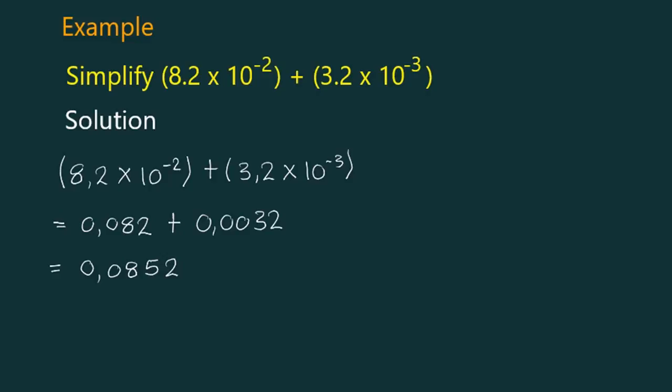To restore it to standard form, we'll be moving our decimal point 2 times to the right, so that we have 8.5 with the decimal point here, times 10 to the power of negative 2. This becomes the solution right there, 8.52 times 10 to the power of negative 2. So here we are adding by first converting the two numbers in standard form to ordinary form, and then converting it back to standard form.